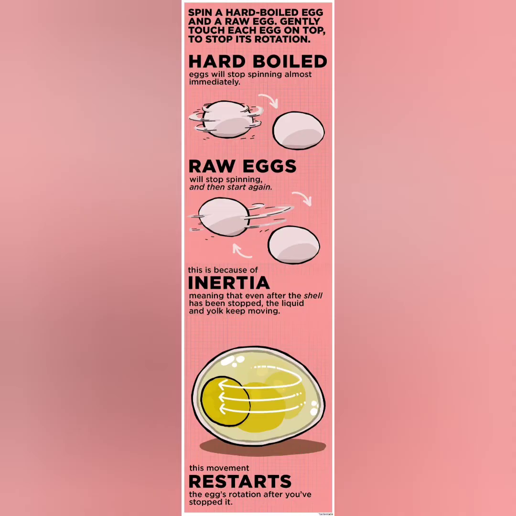Raw eggs' center of gravity changes as the whitened yolk move around inside the shell, causing the wobbling motion. Even after you touch the shell, it continues moving. This is because of inertia. Inertia causes the raw egg to spin even after you have stopped it. For boiled egg, it responds much quicker if you touch it.